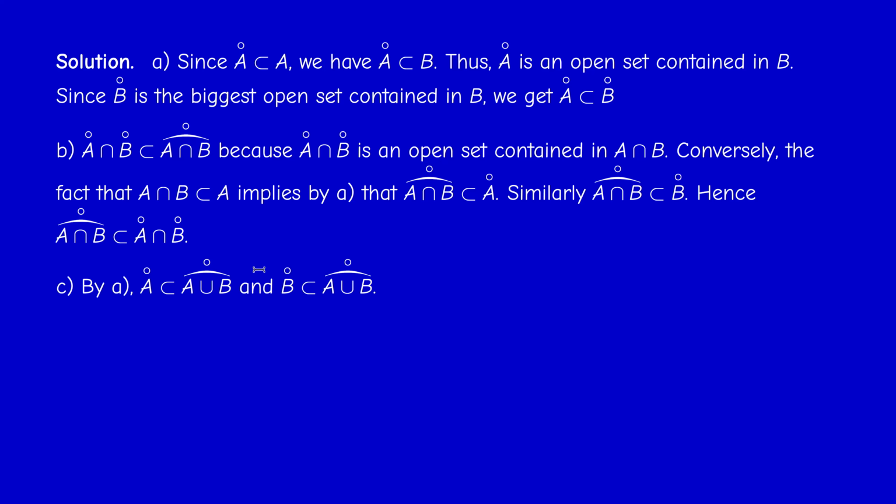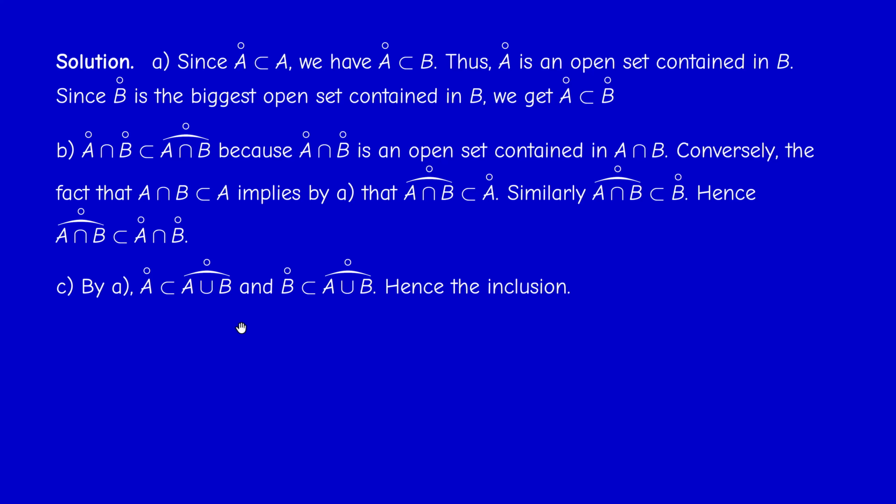Okay. Third question. Of course, we look at the biggest. We compare A and A union B. A is smaller than A union B, so the interior is contained in the interior, and same thing, B is contained in A union B, so the interior is contained in the interior. So the union of these two is contained in the same set. So this is what we want to do. Now, less trivial is to find examples where equality holds, and examples where equality fails.